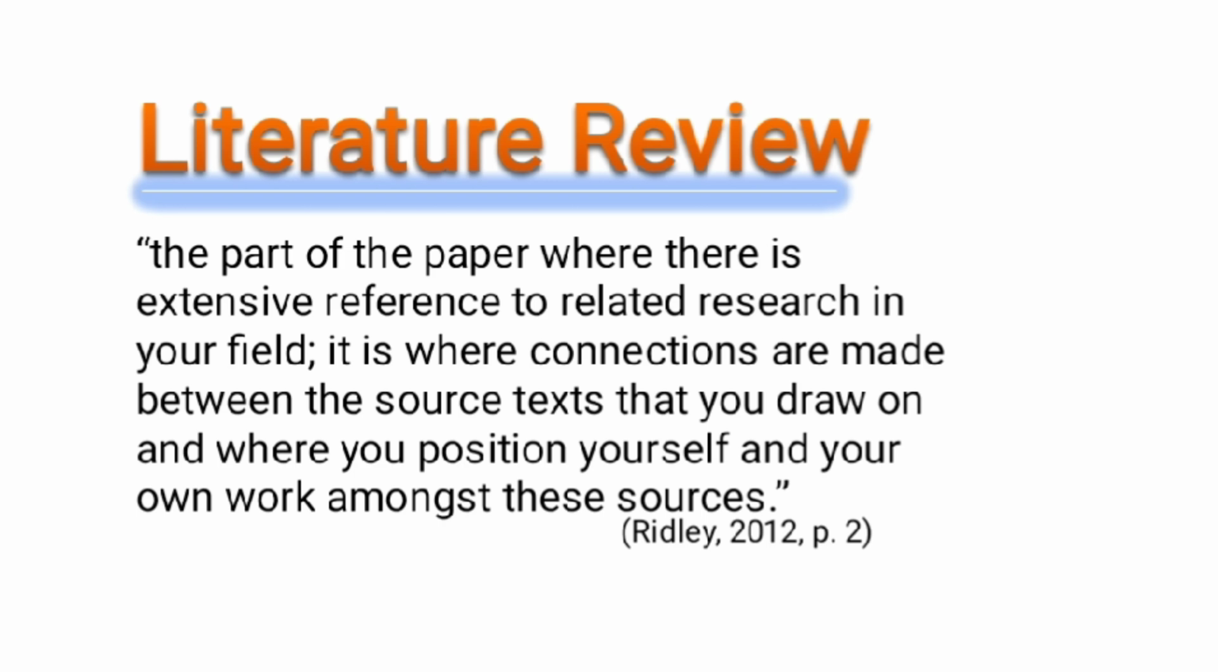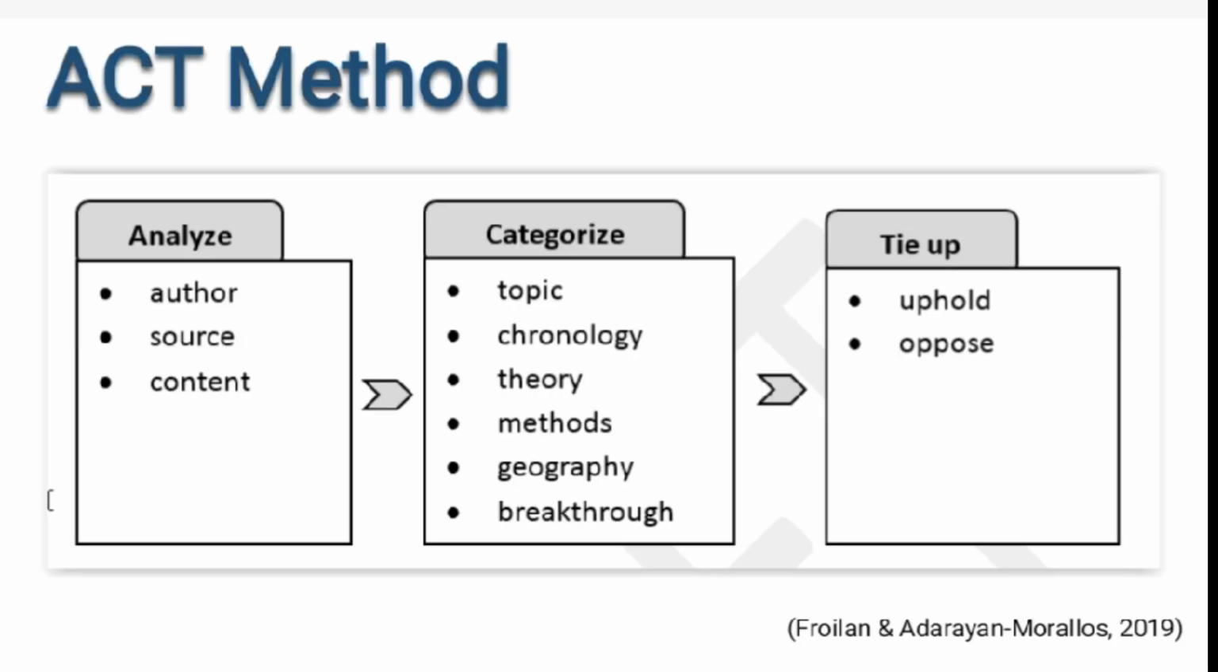Well put. Now, let's shift gears to the ACT method we see on slide 2. ACT stands for Analyze, Categorize, and Tie Up. Why do you think these steps are beneficial? Analyzing lets us look into the author's perspectives, sources, and content critically. Categorizing helps in organizing the literature into themes or methods, and tying up involves synthesizing all the information to support or oppose the theories. Correct.